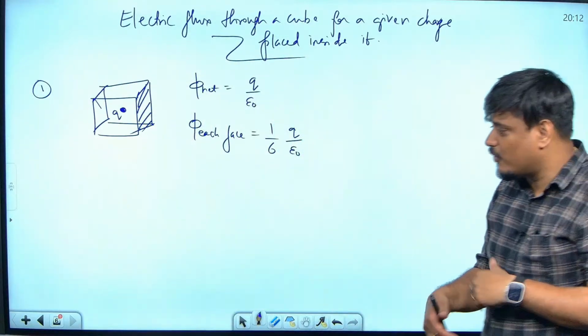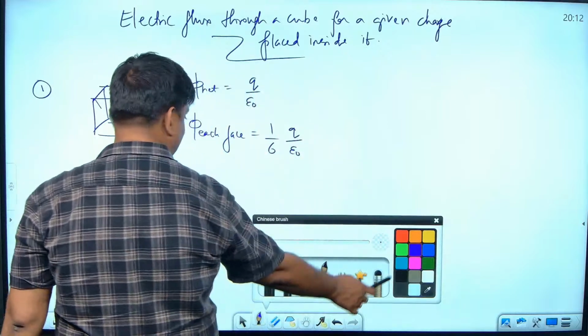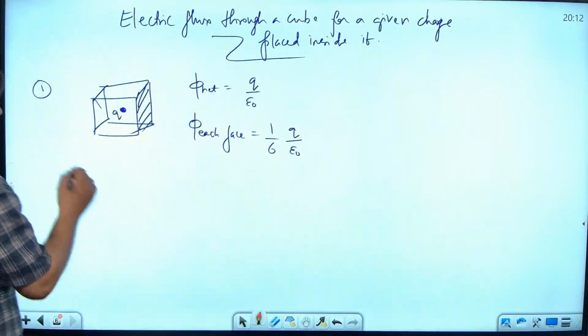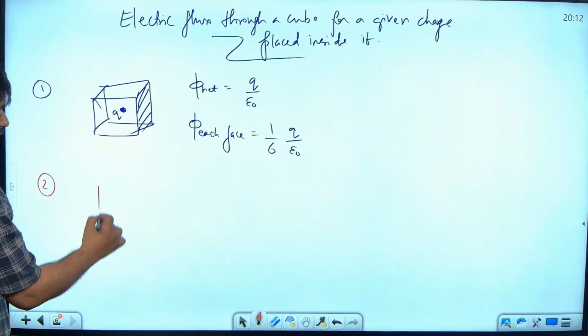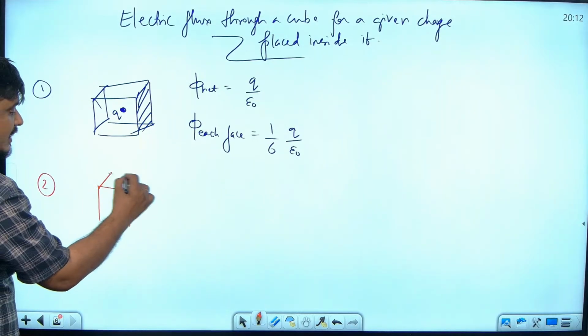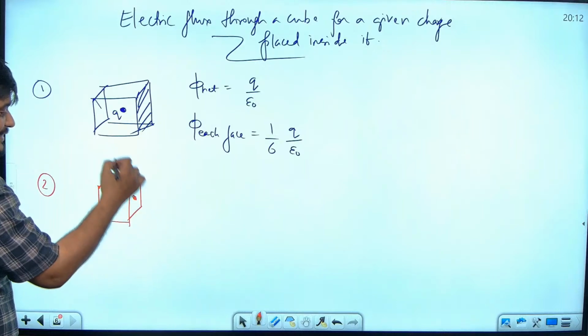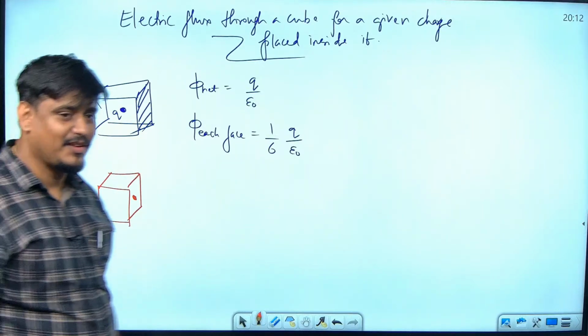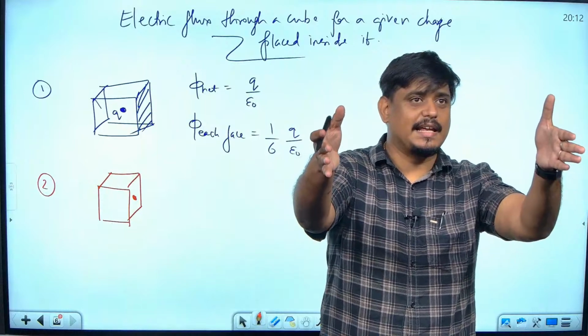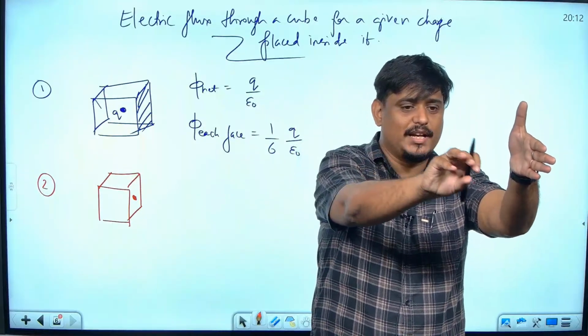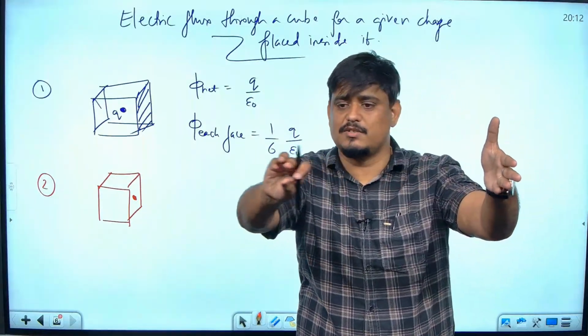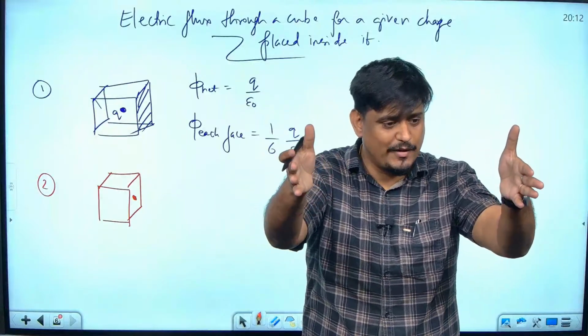Now, let me complicate it a little. I will complicate it by adding the same charge, but now where will I keep the charge? Corner I will come to later. I will keep it in the middle of the face. So there was a cube. Earlier I kept the charge in the center of the cube. Now I move the charge towards one of the faces. Are you getting where the charge is?